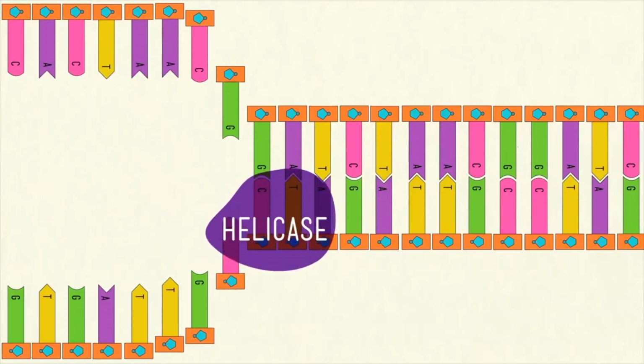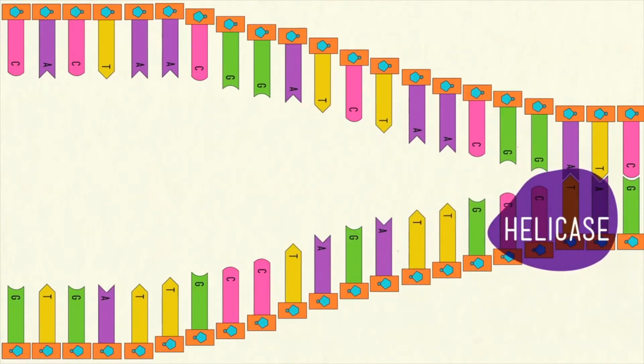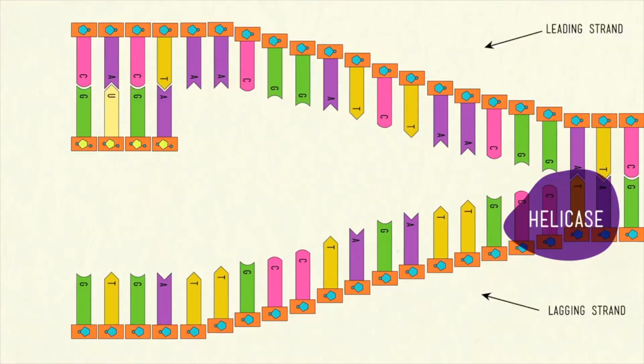In the first step of DNA replication, the double helix unwinds and the DNA unzips as hydrogen bonds are broken by an enzyme called DNA helicase. This unzipping creates a replication fork.